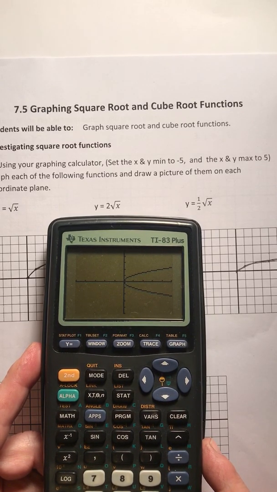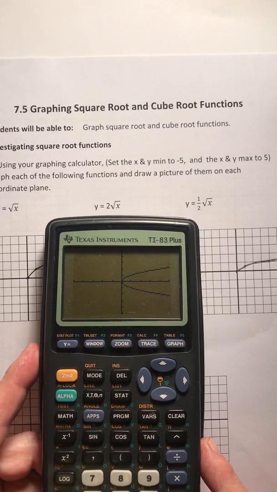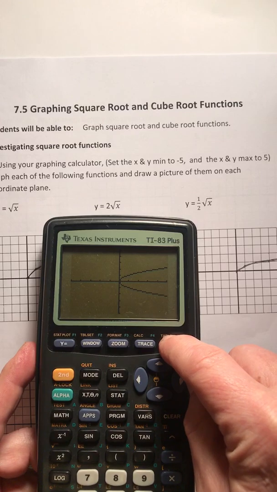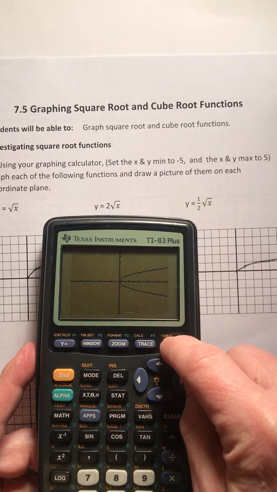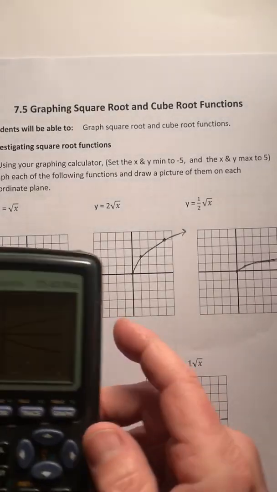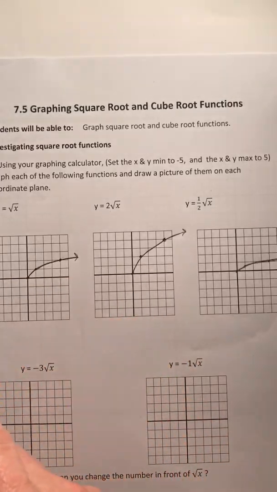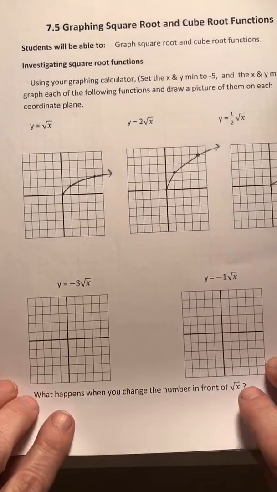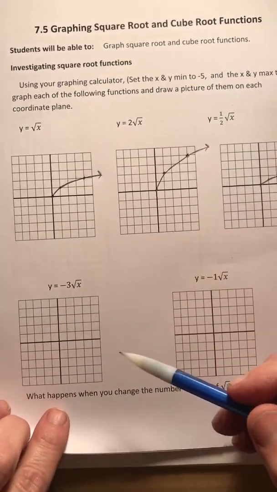So if it had a plus or minus in front of it, it would give you both sides. But if it doesn't, it only gives you half of it. But what it does is it sort of looks like a sideways parabola. All right, so the negative sign is just going to flip it down.